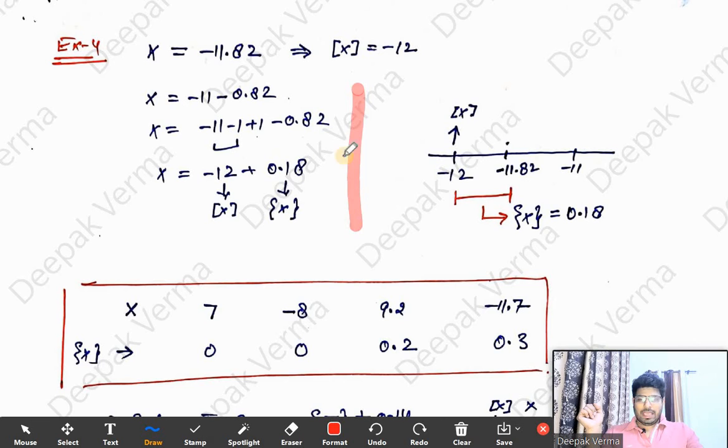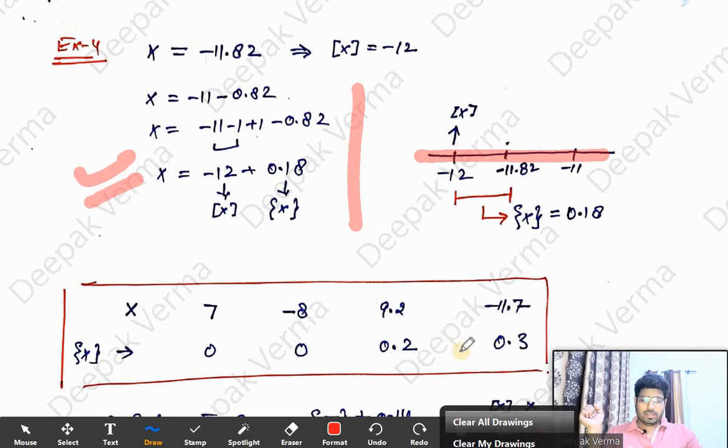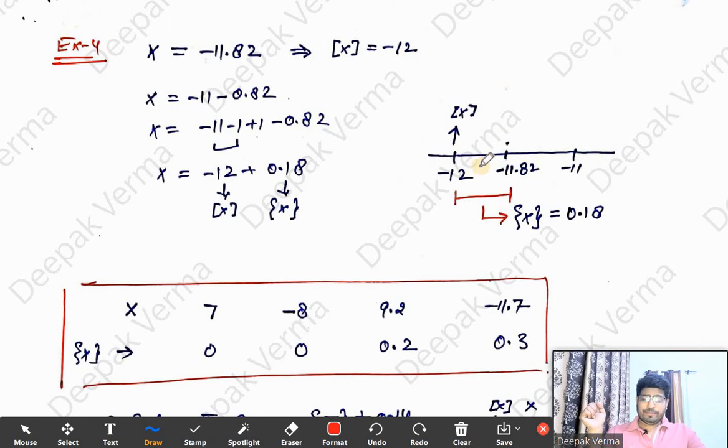So this is the fractional part, and it is positive of course, and the integral part is minus 12. Got it? And this we have done mathematically, and if you want to do it graphically and on the number line, you can visualize here. Minus 11.82, it's a number between minus 12 and minus 11. So we are here. Now start moving towards left. The very first integer that we get is minus 12. Got it? So the integral part is minus 12. You can verify yourself.